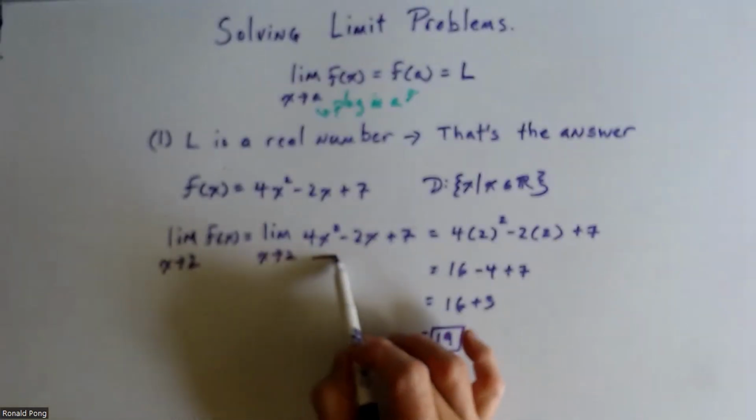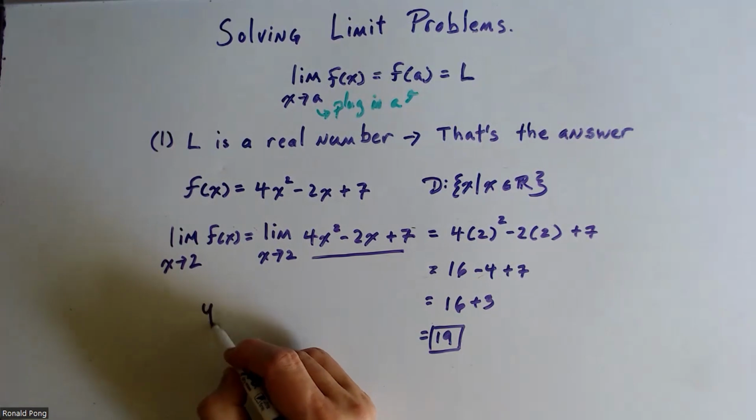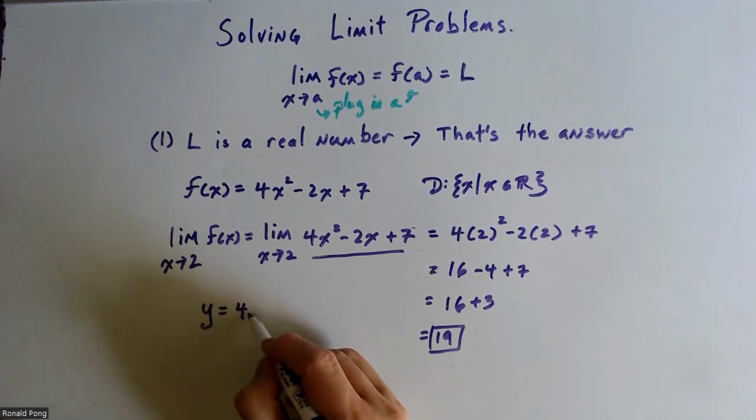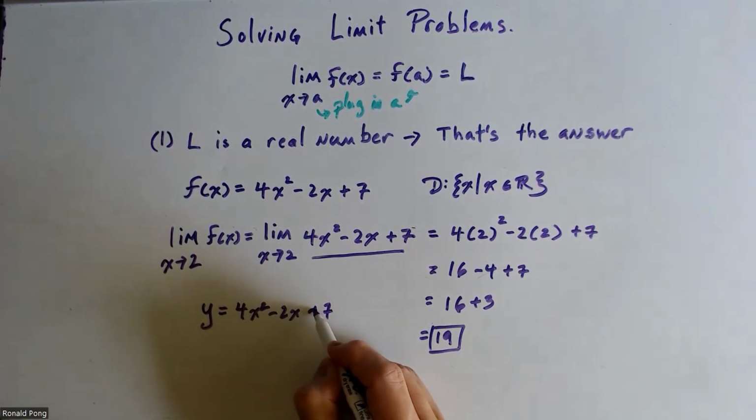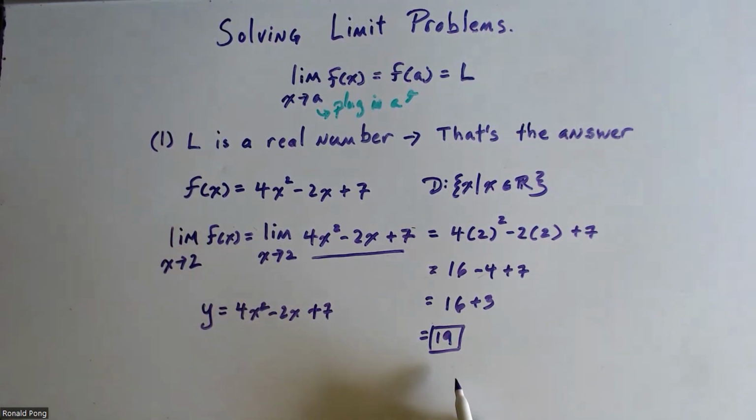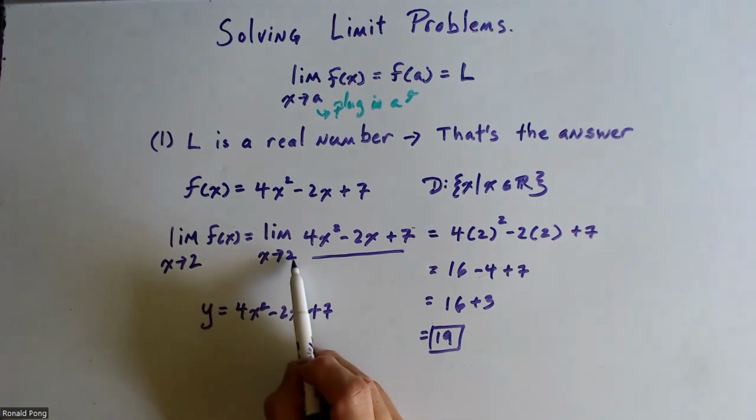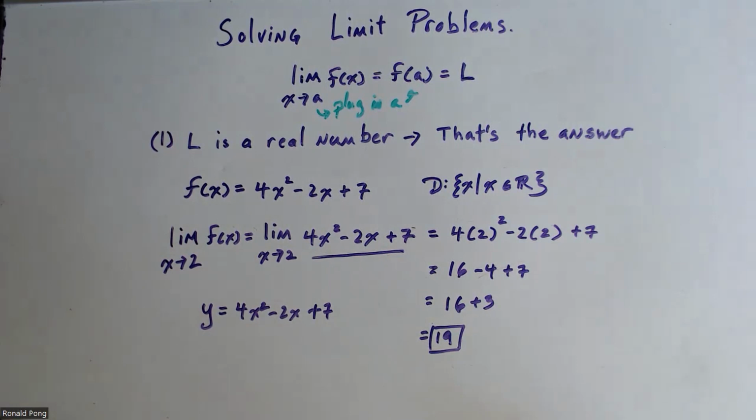What you would do is go ahead and graph, let's say y equals 4x squared minus 2x plus 7 in one of your graphing utilities, and ask, what number do you approach from the left and the right as x approaches 2? It should be 19.